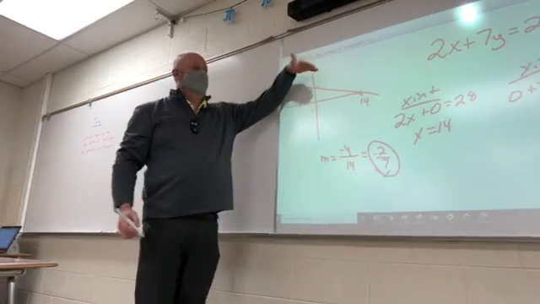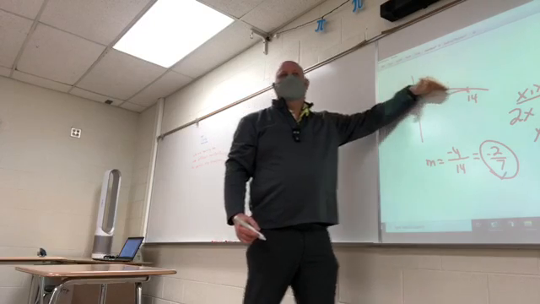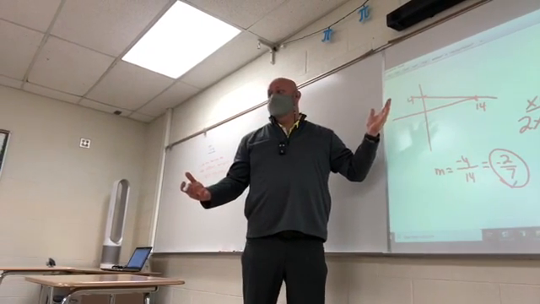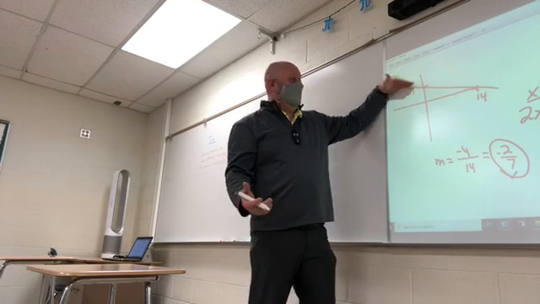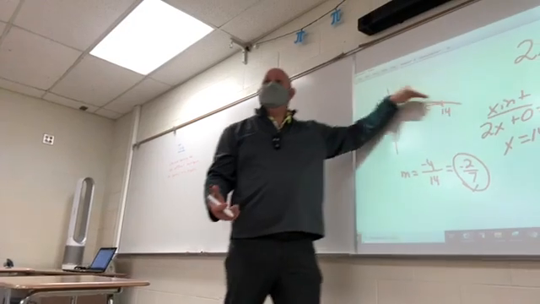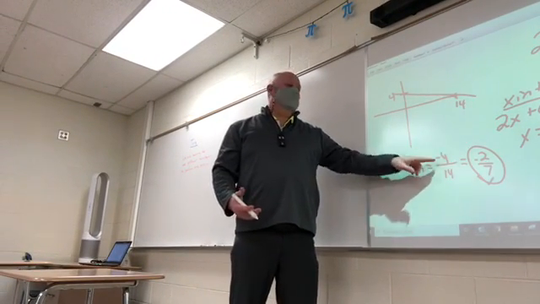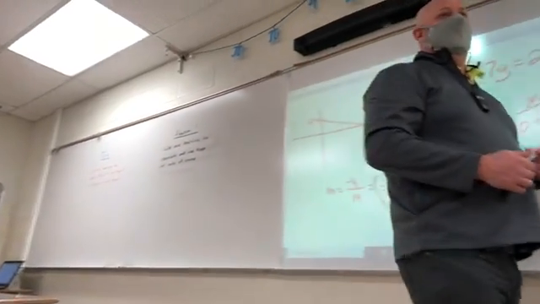Now, also, how do I know the answer has to be negative? It's going downhill, right? Like this line is a negative slope, right? It's going downhill. I know this has to be negative. Don't get it wrong because you put positive 2/7 instead of negative 2/7. Okay?